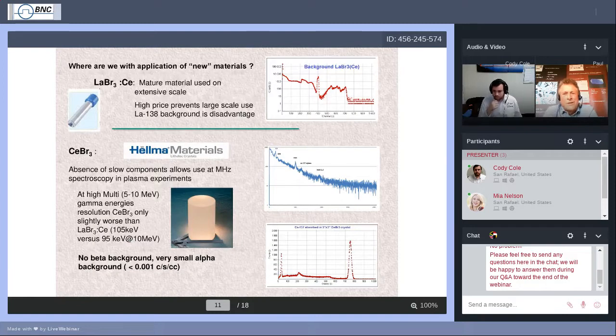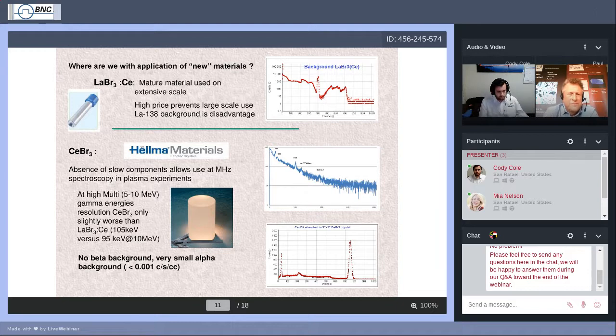Okay, good, thank you, Cody. In the next section, I'd like to give you an overview of where we are with the application of new high-resolution materials. Most people have heard about lanthanum bromide. It has been around since 2001, I think. It's a mature material, and it's used quite extensively.